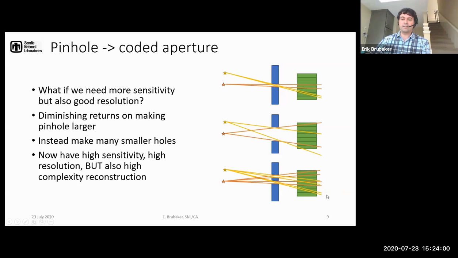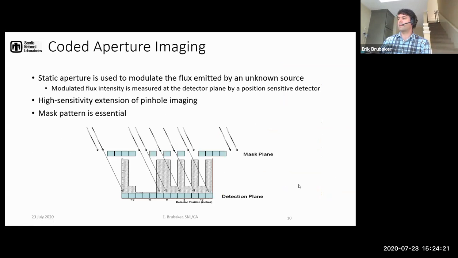The downside is that you have a much more complex situation and complex reconstruction, because you no longer have a one-to-one mapping like you do with the pinhole between the source location and the detected location. Instead, you have this composite response that is going to require more complicated reconstruction to unfold. So that's one way to think about coded aperture imaging.